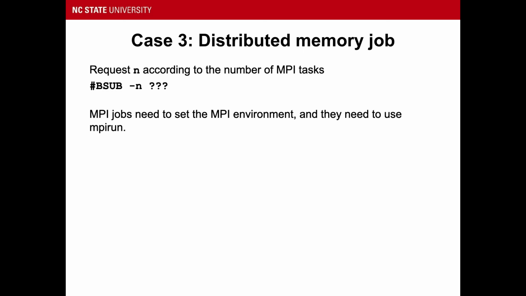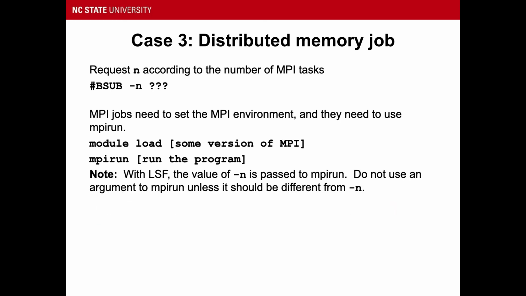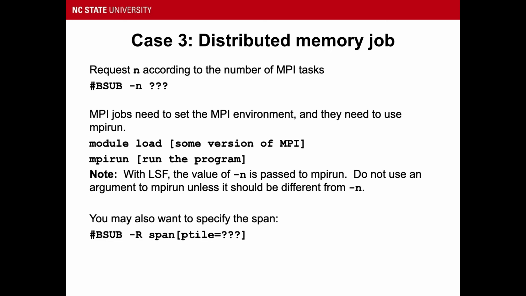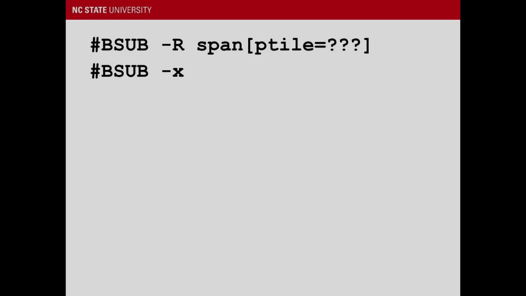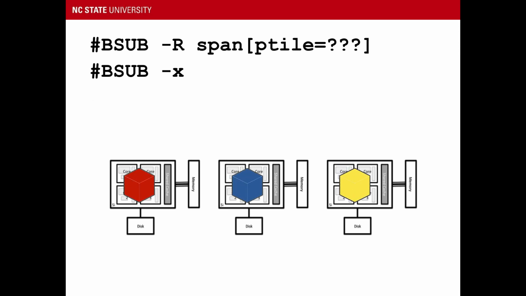MPI jobs need to set the MPI environment and they need to use mpirun. That means you should be loading a module that has MPI, and you need to add mpirun before calling the application. You also may want to specify the span, which means specifying the number of tasks to put on each node. There are two reasons why you might want to specify ptile. The first reason to limit the number of MPI tasks per node is because each task takes a lot of memory. The second reason could be that you are running a hybrid code where MPI tasks may spawn threads.